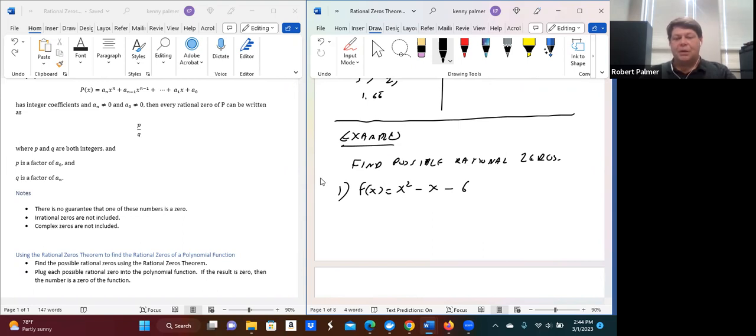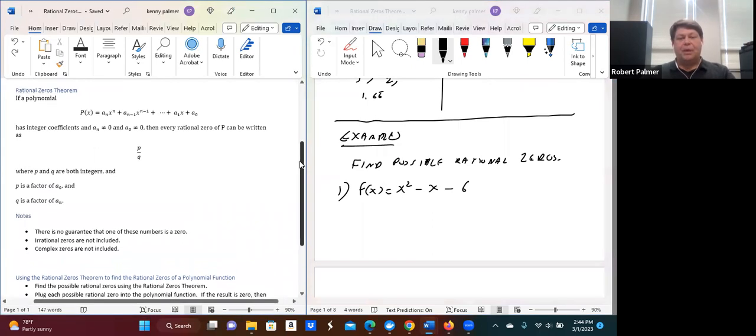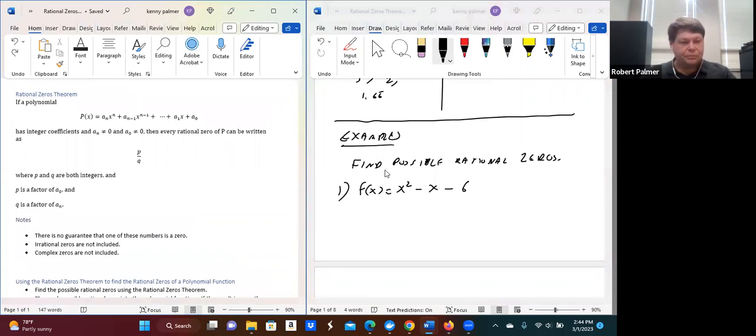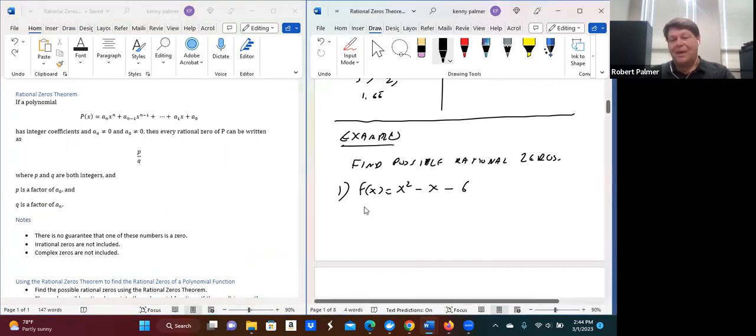Okay, so here's how this will work. How do I use this theorem? Our leading coefficient, once you make sure it's in ascending order, this is a second degree polynomial. The leading coefficient is the number in front of the x squared term. Call that a(n), and a(n) is equal to, obviously, 1.